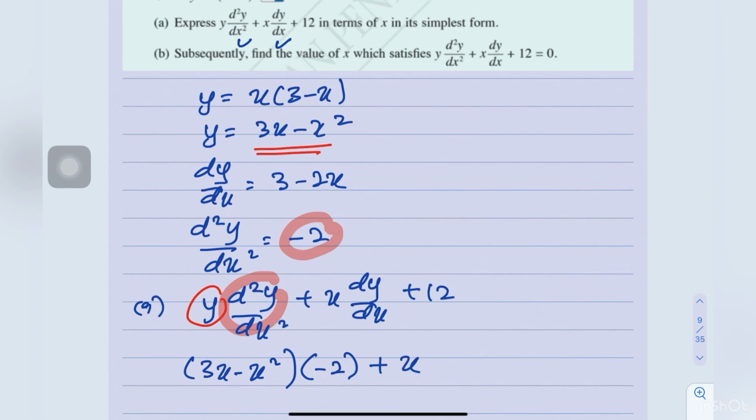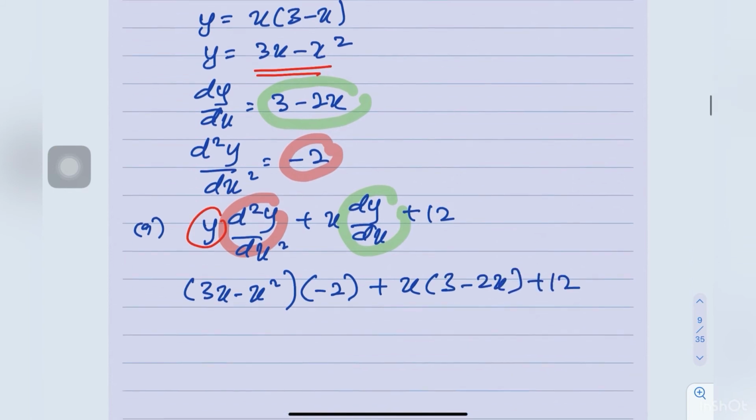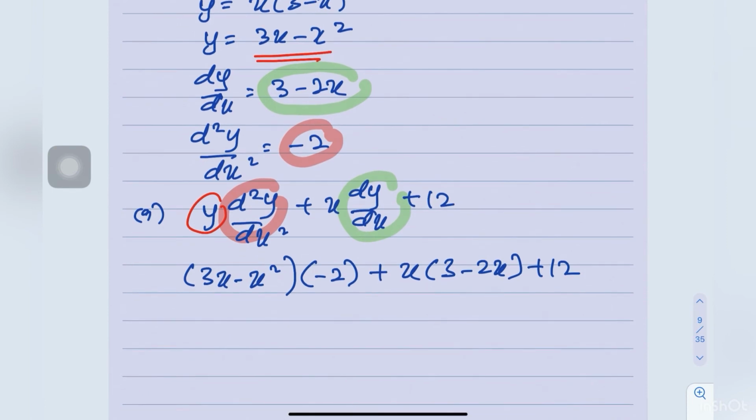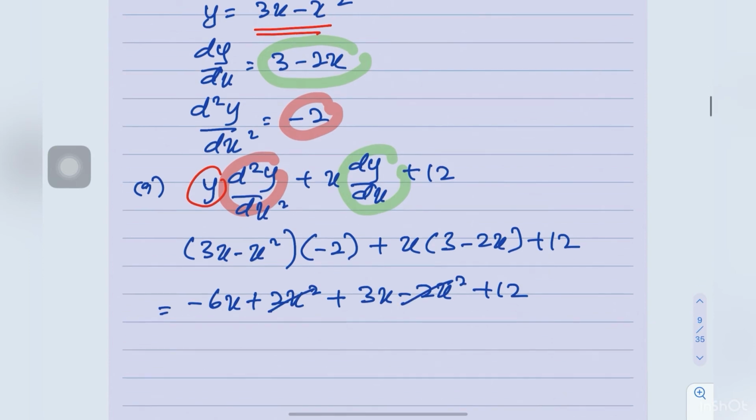Okay, dy/dx here. So dy/dx is 3 minus 2x, plus 12. Okay, so we simplify. This one becomes negative 6x plus 2x squared plus 3x minus 2x squared plus 12. So 2x squared we can cancel off. Here we have 12 minus 3x.